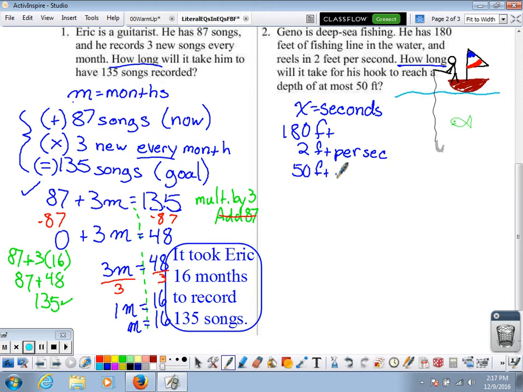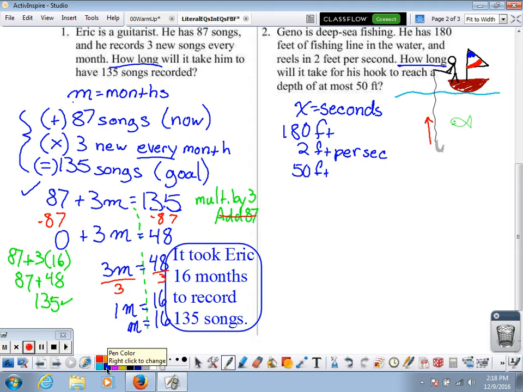Okay, so we read through a third time, and we want to think about what's happening in this story. So let's read that one more time. Gino is deep sea fishing. He has 180 feet of fishing line in the water and reels in 2 feet per second. How long will it take for his hook to reach the depth of at most 50 feet? Okay, so he's got his line in the water. What's happening to the length of that line, Tasha? It's getting shorter. He's reeling it in, which means it's getting smaller.